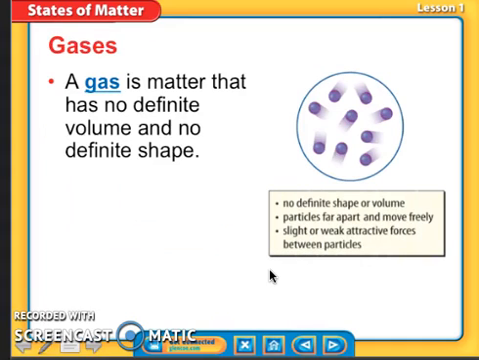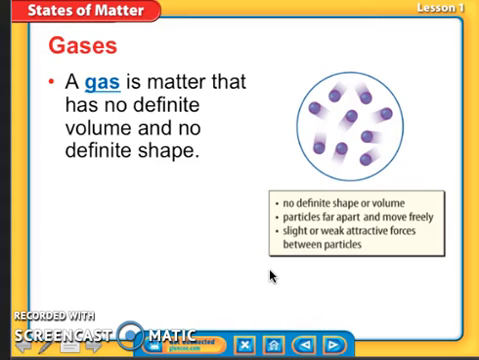Now, gas, this is your next word, is matter that has no definite volume and no definite shape. You could draw this picture at the bottom of your Cornell sheet in addition to this vocab word. Go ahead, you can pause and do that now. Now, the gas has no definite shape or volume.